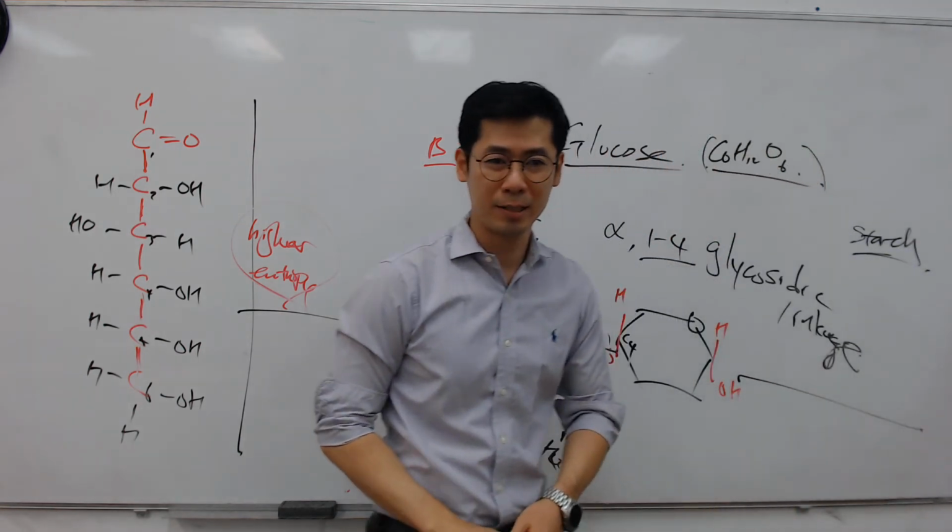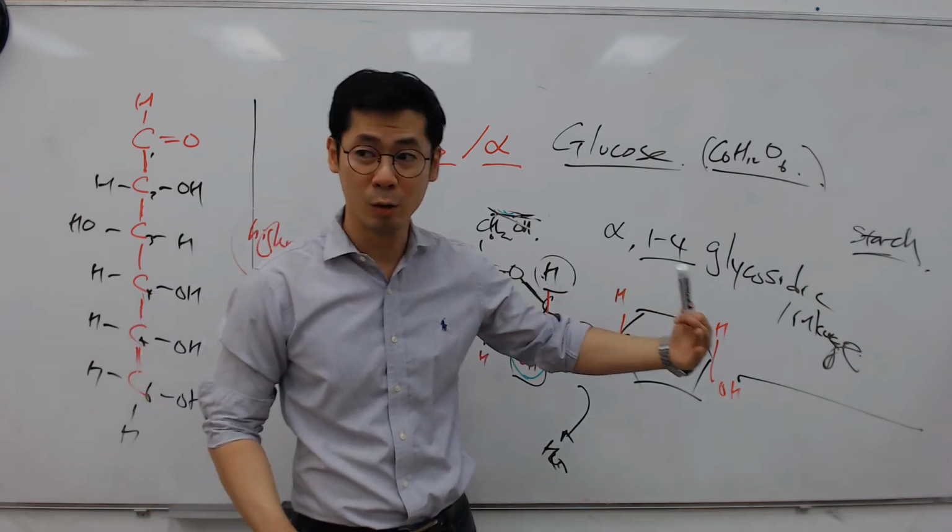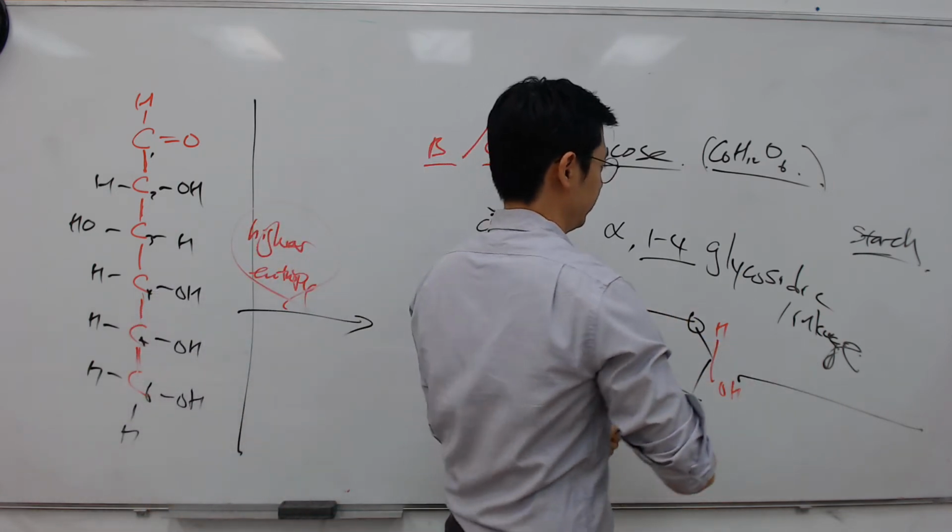Starch is a bigger term, guys. Starch can be what, guys? Amylose and amylopectin. Okay.